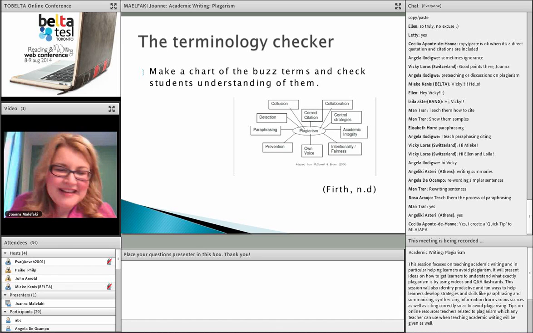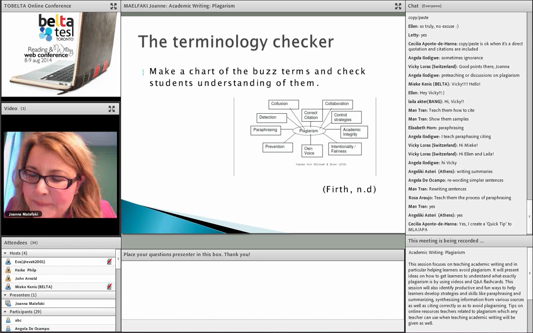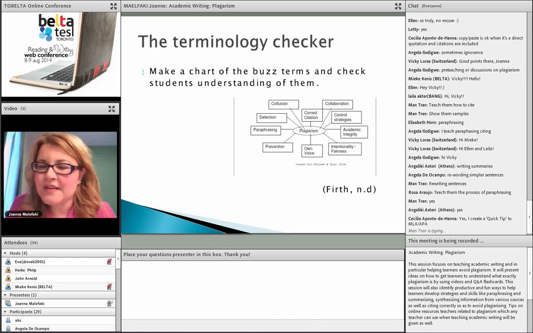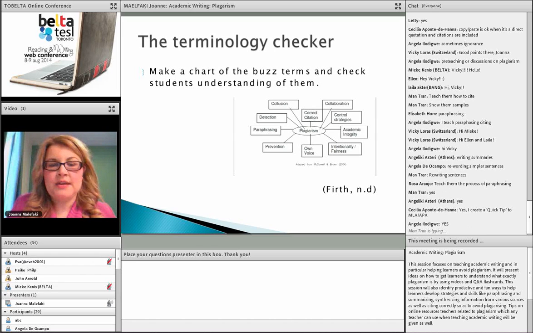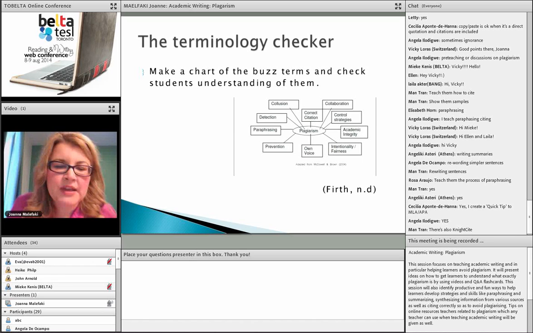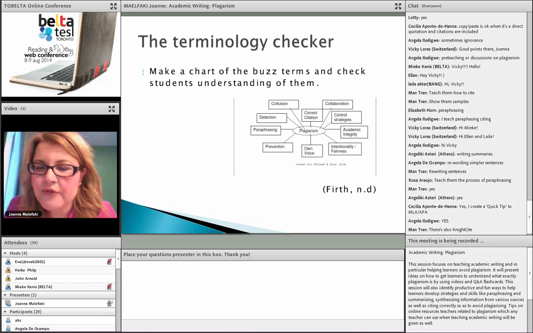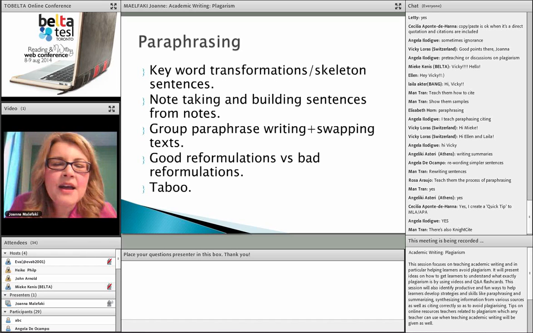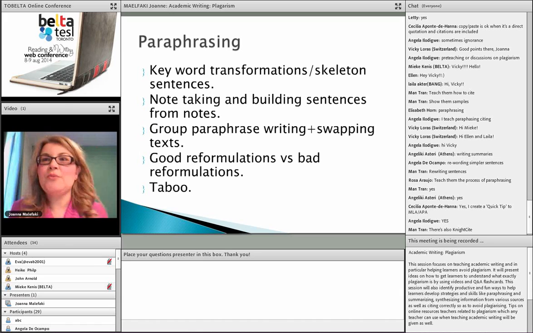Yes, it's very important, and thank you for mentioning this, that you clarify what type of reference system you are using. So are you using the Harvard referencing system? Are you using the MLA, the APA? It's very important that your learners know what type of referencing system. Yeah. Okay. Now, paraphrasing. We've all been talking about it.